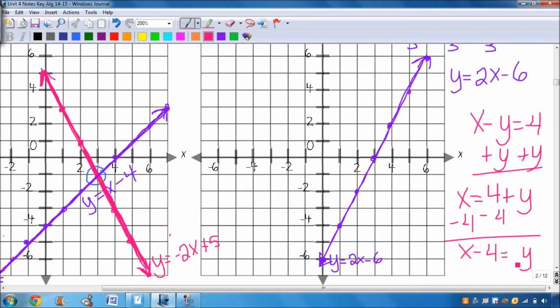So for this one, I'm going to start at negative 4, and I'm going to go up 1 over 1. Up 1 over 1. And it's very clear after you do a couple of them where they're going to intersect with each other. So this is my line right here. Connect the dots.